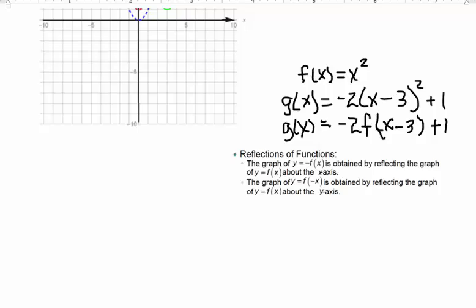Now let's look at what happens when I employ the minus sign that's in the problem. So this is a reflection. The graph of y equal -f of x is obtained by reflecting the graph of y equal f of x about the x-axis. The graph of y equal f of minus x, so if you change the input by multiplying it by a minus, you reflect y equal f of x about the y-axis. We're reflecting about the x-axis.